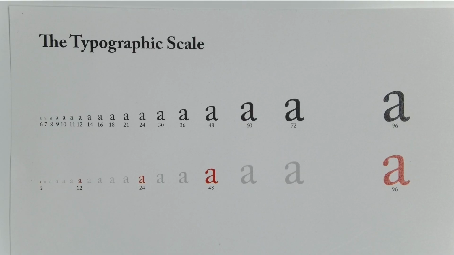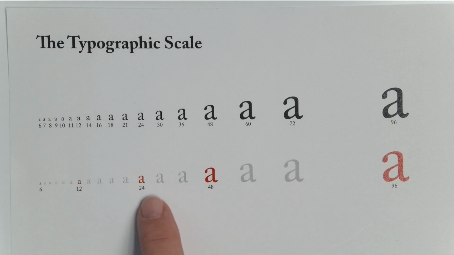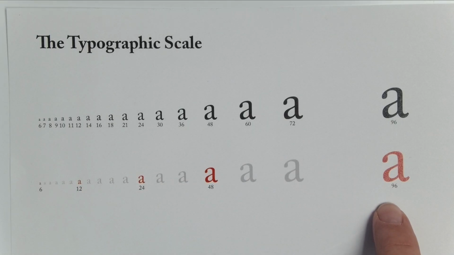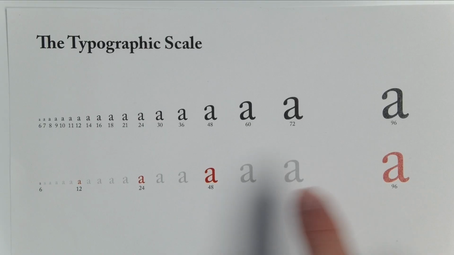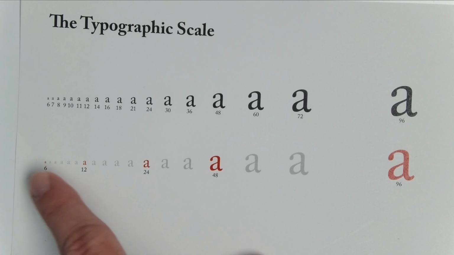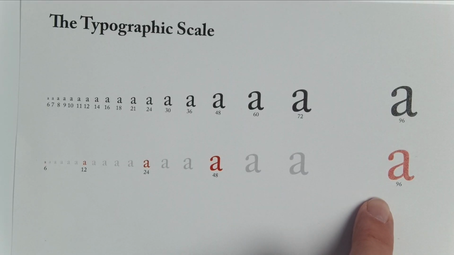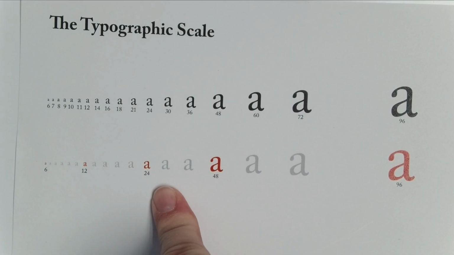In typography, when we're talking about a scale from a design perspective, that's when we're talking about this bottom scale down here. Now notice, how many font sizes have I highlighted? 5. Everybody see that? It starts at 6, then it goes to 12, then 24, 48, 96. What is the pattern here?